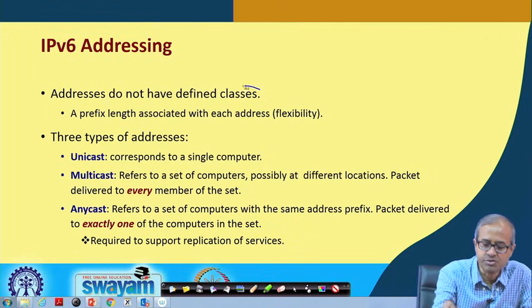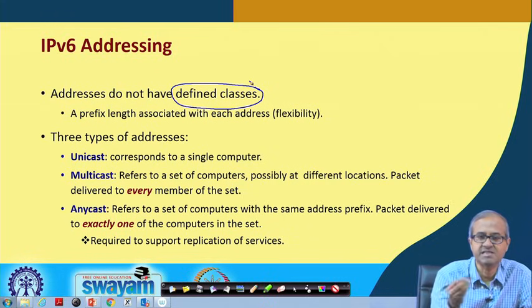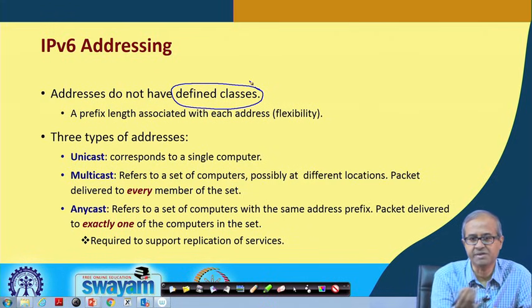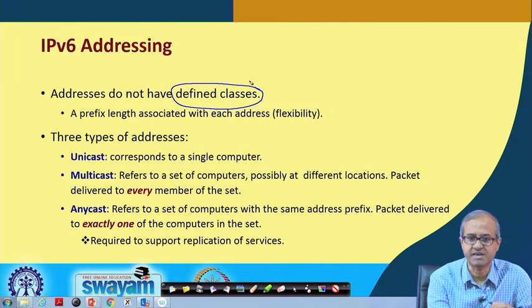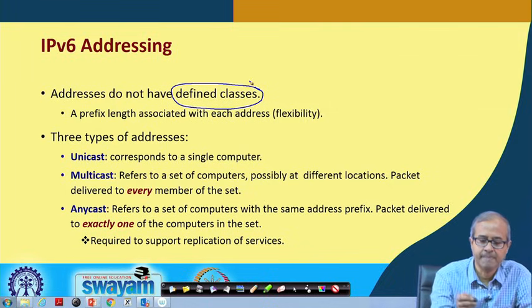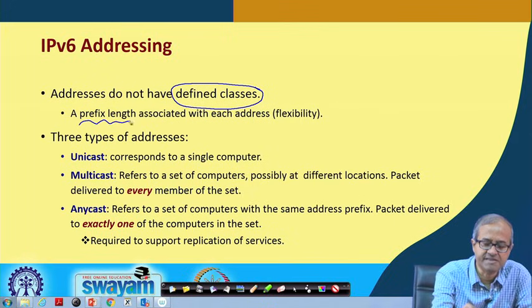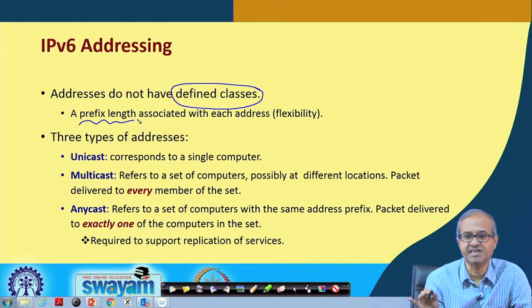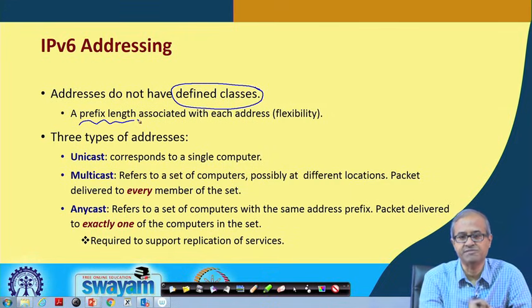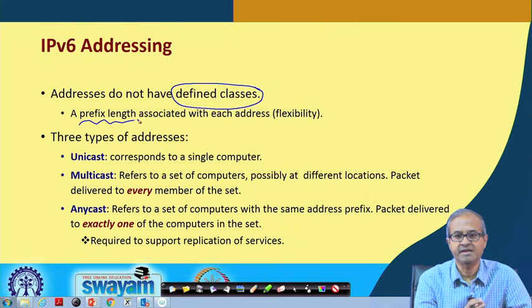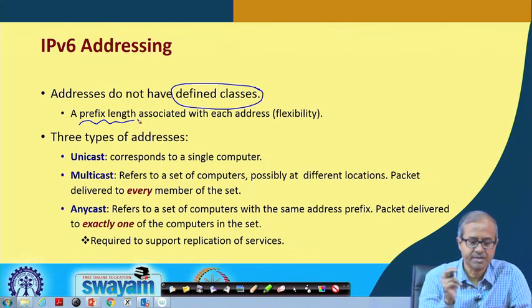Here there is no concept of classes. Just like in IP version 4, where there was class A, B, C, D, E, here there is no concept of address class; it is classless. You specify a prefix length, very similar to CIDR, classless inter-domain routing, that says how many bits you will be using for the network and how many bits for the host, and that introduces a lot of flexibility.